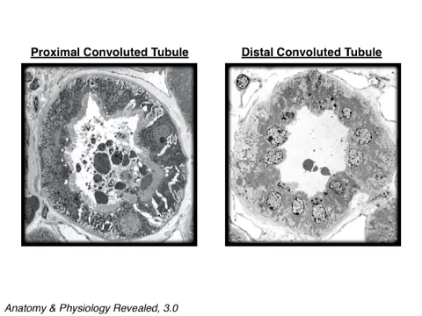These transmission electron micrographs show you the differences in the cells of the proximal convoluted tubule versus the distal convoluted tubule. In the proximal convoluted tubule, here are your microvilli, and you can also see how dark staining the cells are with mitochondria. In the distal convoluted tubule, no microvilli.